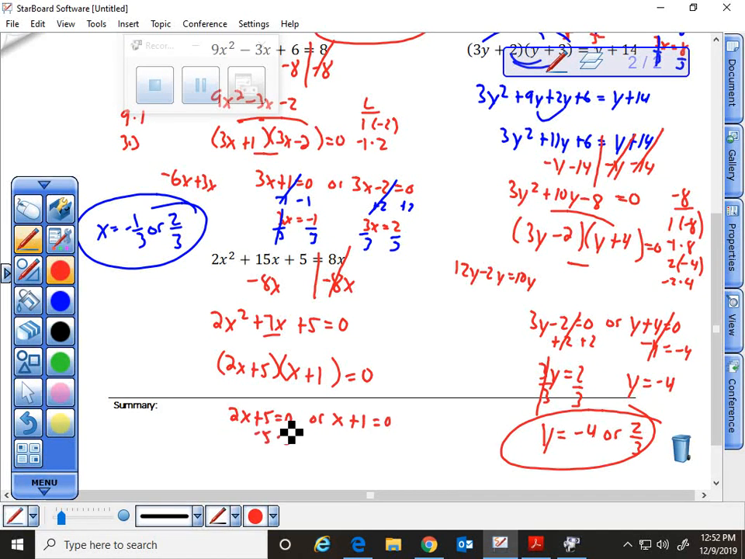Subtract 5 to both sides, and divide by 2 to both sides. And this one, subtract 1 to both sides. And so what you're going to have is x equals negative 5 halves, or negative 1. And there you go.